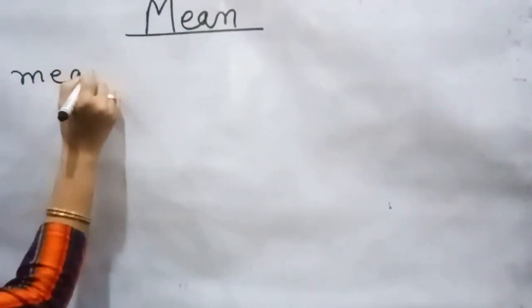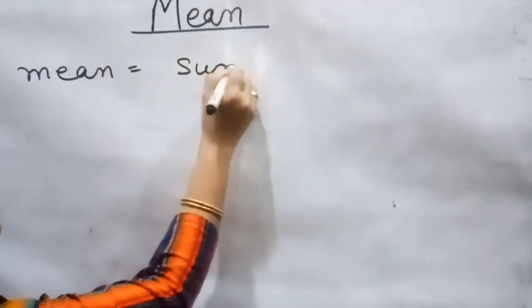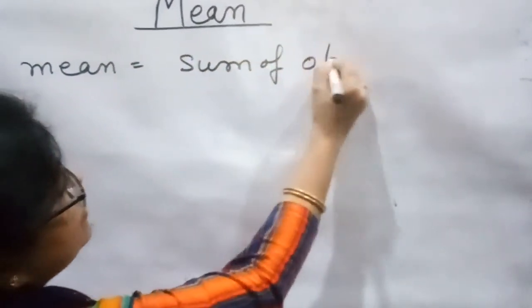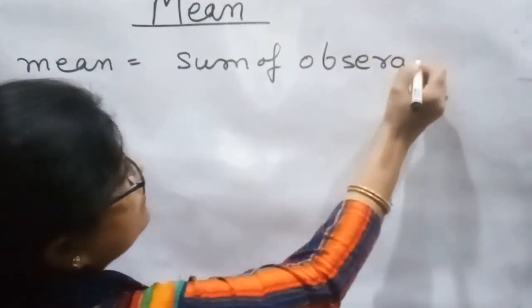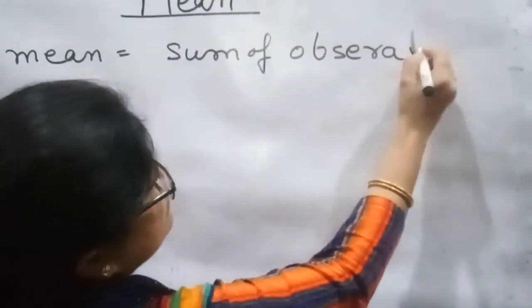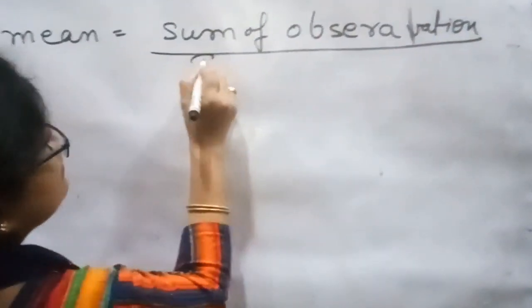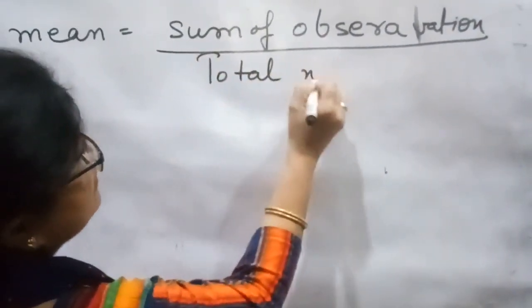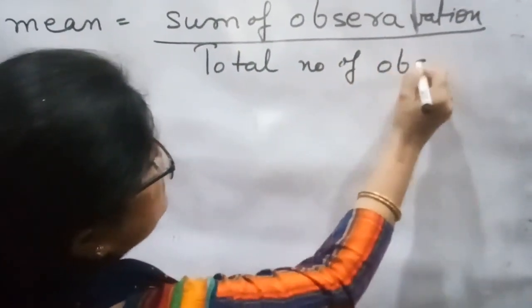In this video I am going to tell how to find the mean by different methods. Mean. The formula for mean is sum of observations upon total number of observations.